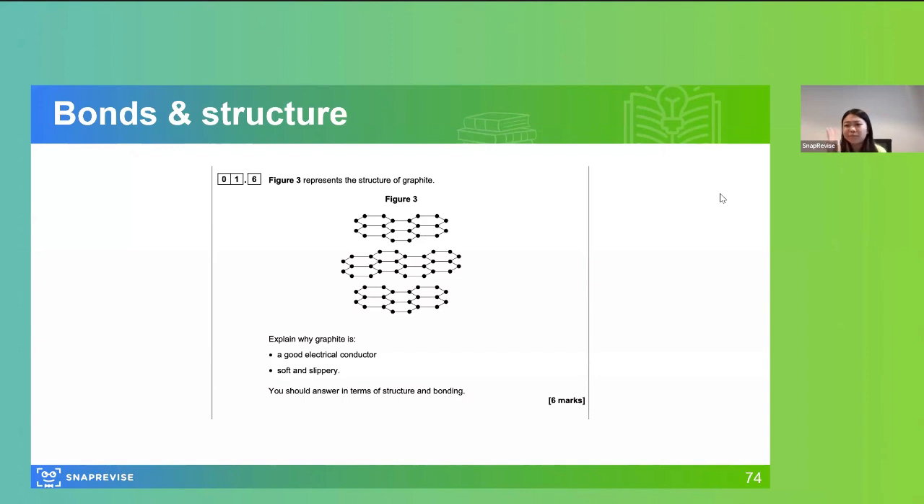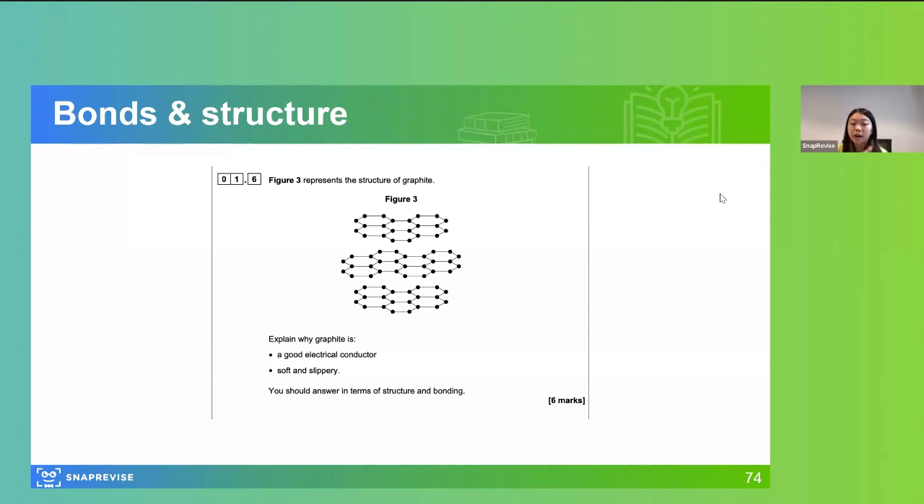Third part is them being a good electrical conductor. Graphite can conduct electricity because of its structure. They have electrons floating around and moving around this graphite structure. And as I said, anything that carries charge can conduct electricity. So because of these electrons just floating delocalized around the structure, it is a good electrical conductor.